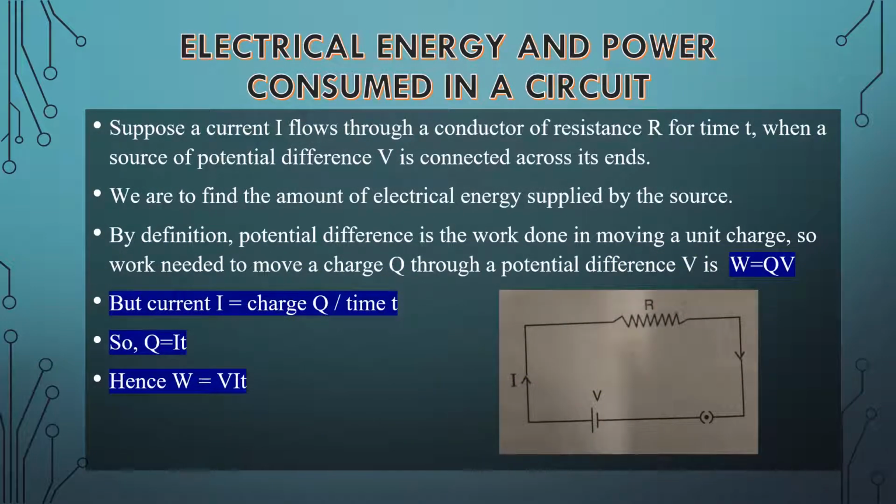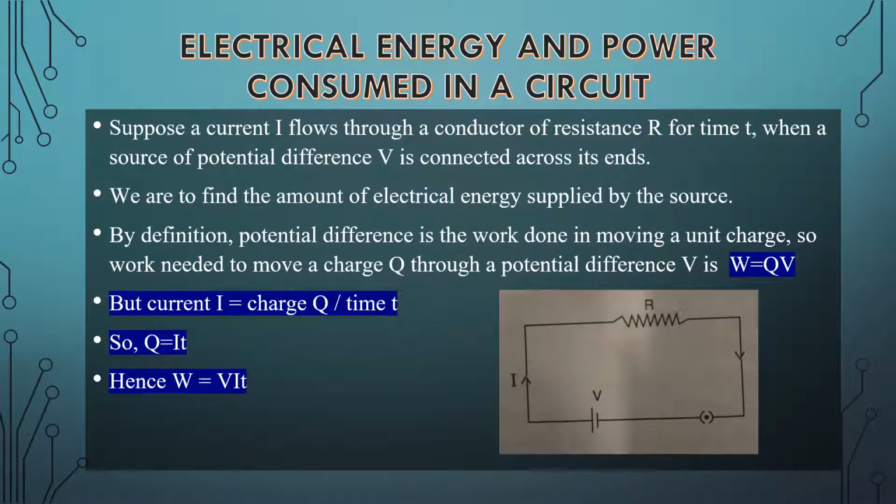Children, now look at the circuit given here. Suppose a current I flows through a conductor of resistance R for time t when a source of potential difference V is connected across its ends. We are here to find out the amount of electrical energy supplied by the source.